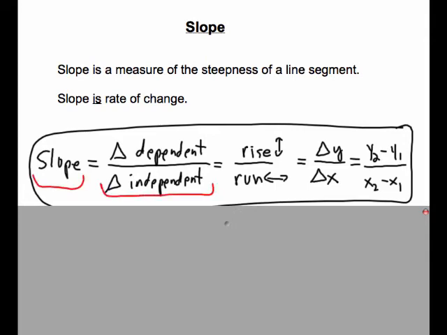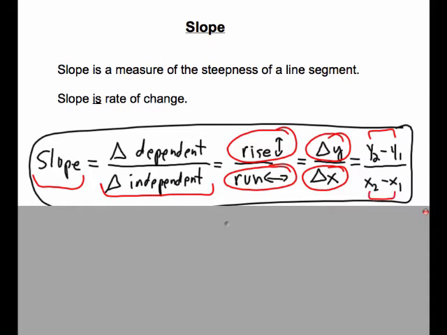Change in dependent over change in independent is change in the vertical, rise, over the change in the horizontal, which we call run. And we can calculate slope by taking the change vertically over the change horizontally, by taking the change in the vertical coordinates over the subtraction in the horizontal coordinates.